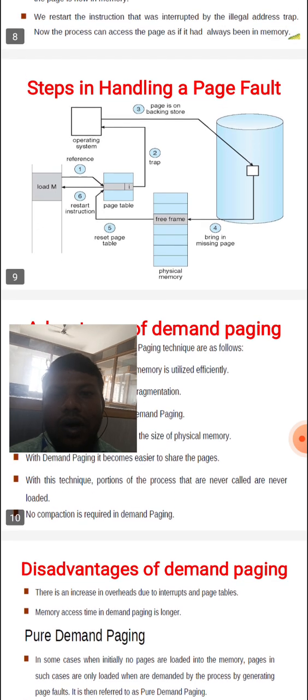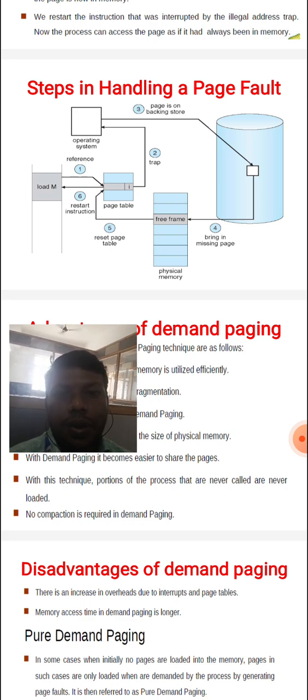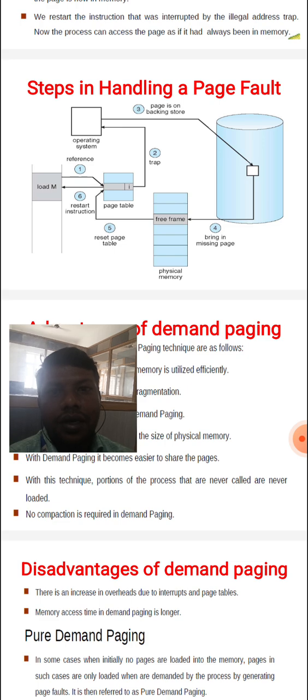Steps to handle a page fault. Now, if I want to load M, I search in the page table, the page is not found, and the process is trapped. Then the page is searched for in the backing store, and we bring the missing page into physical memory. After storing it in physical memory, the page table will be reset and the process will be instructed to restart. This is how a page fault is handled.